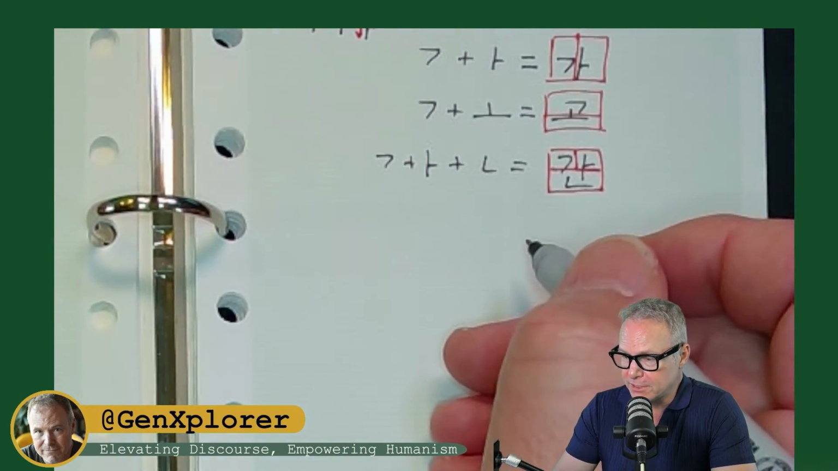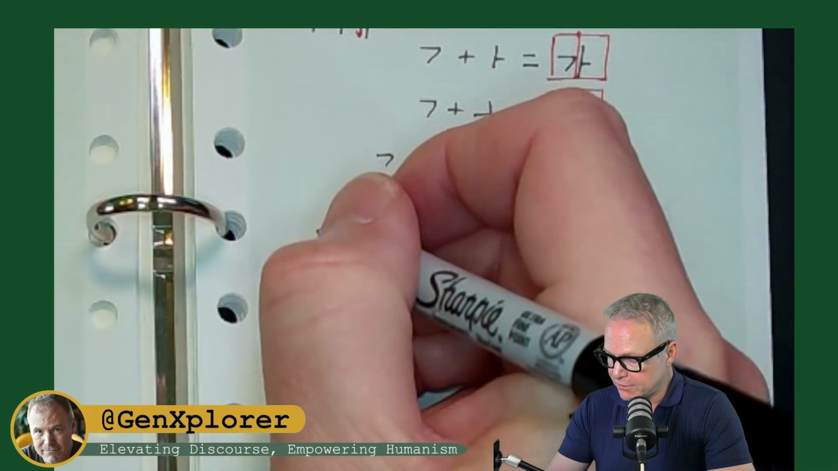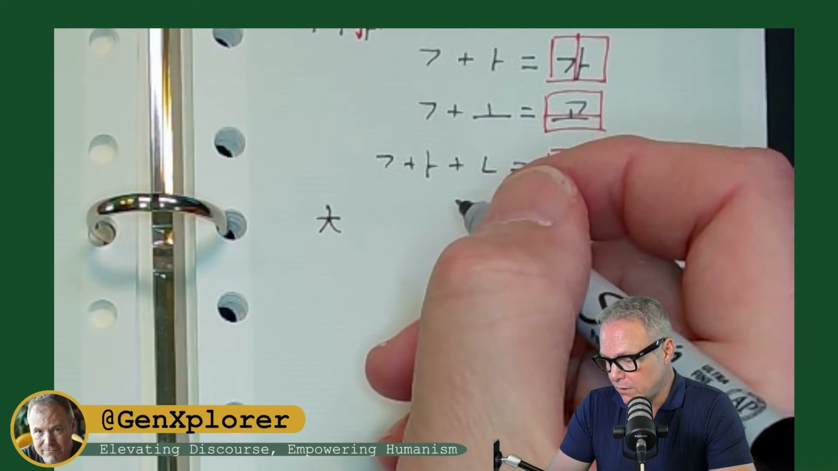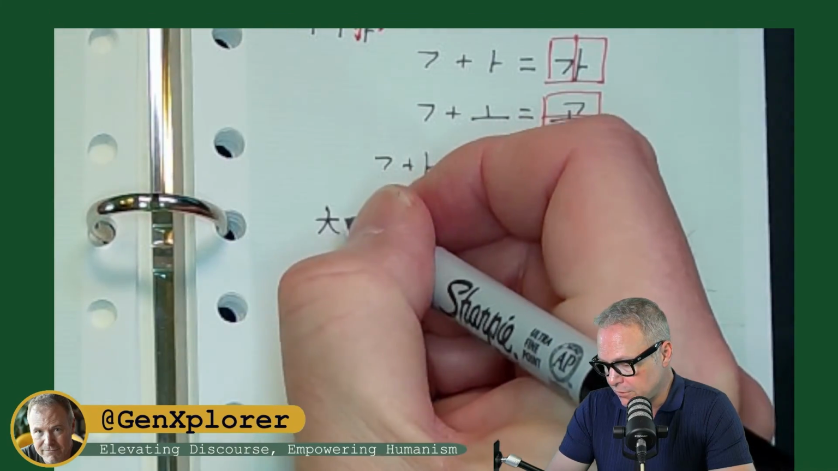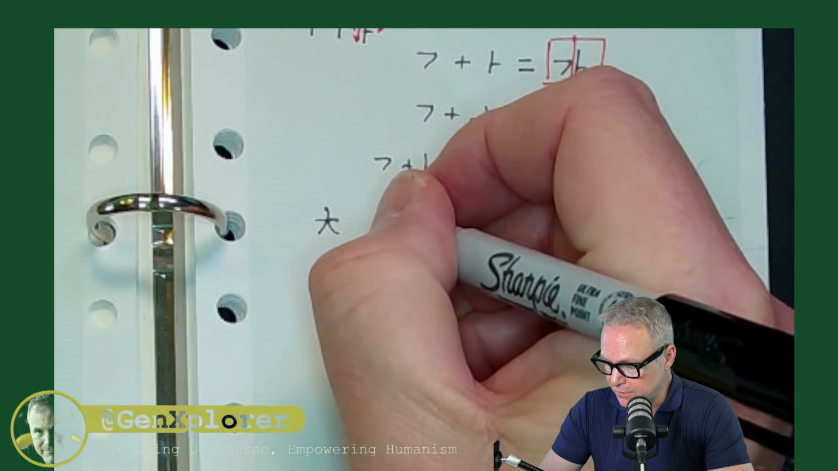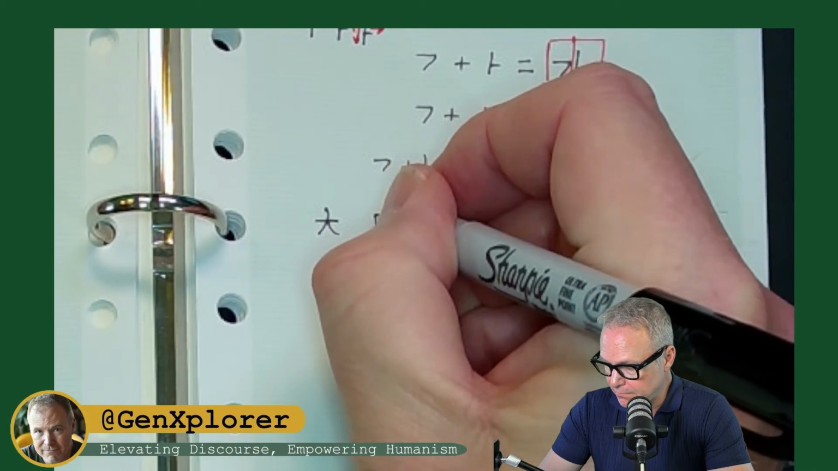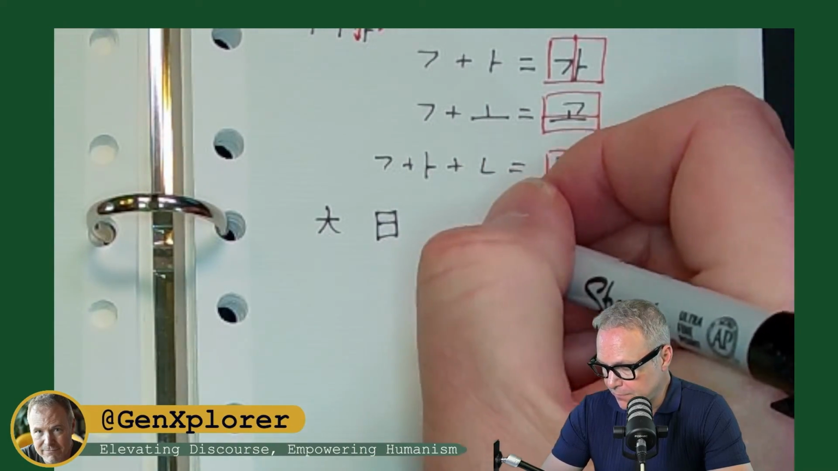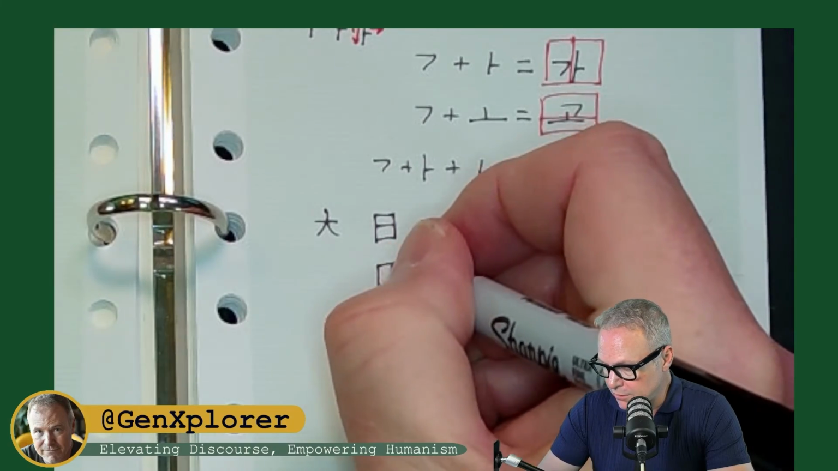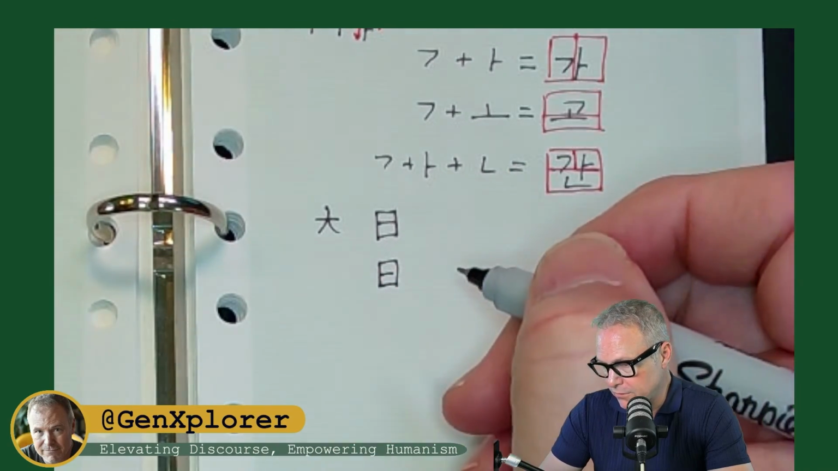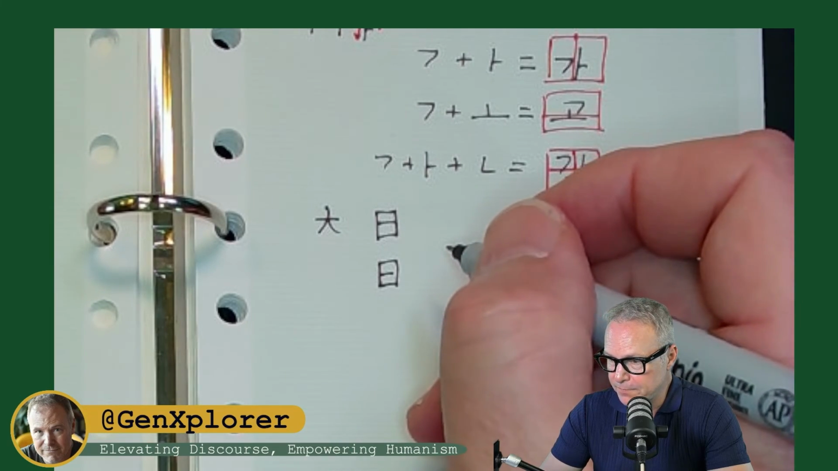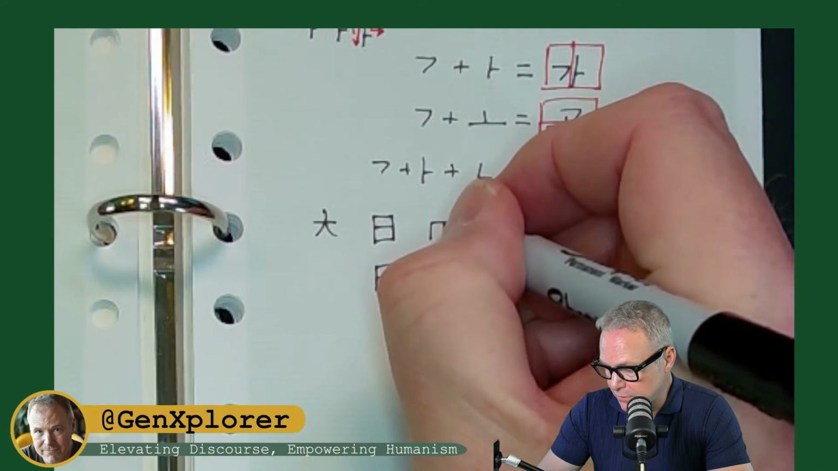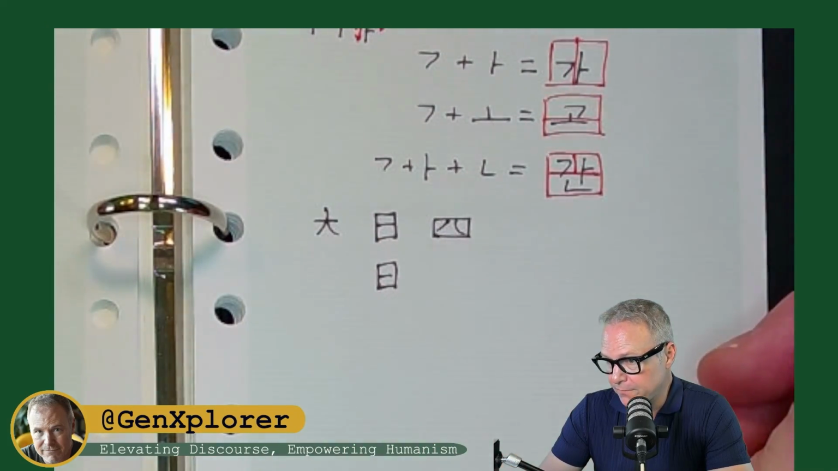So just as some examples, we could write some Chinese characters like the character for big. 1, 2, 3. Or the character for day. Notice how I wrote that. 1, 2, 3, 4. Or the character for the number 4. 1, 2, 3, 4, 5.